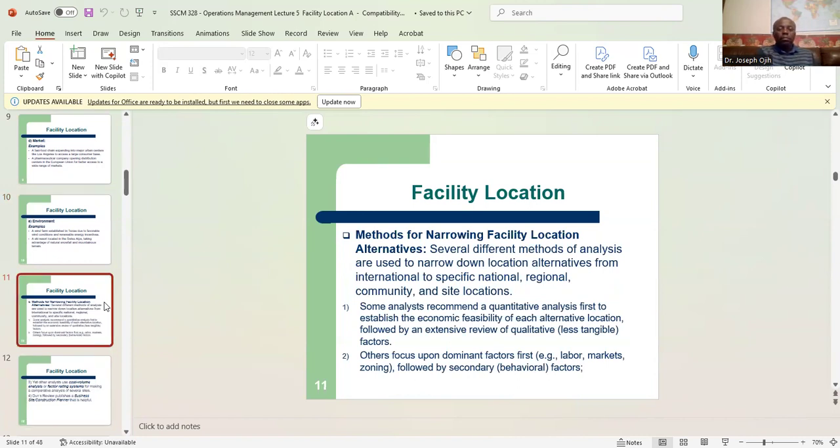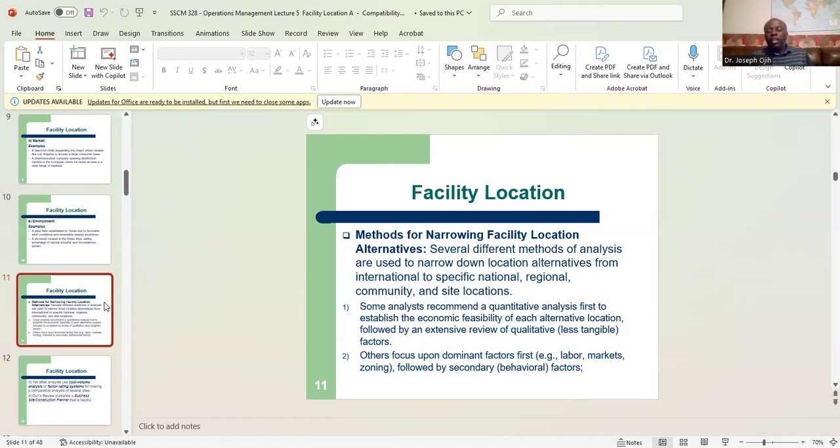So how do we know all these things? How do we narrow it down so that we can pick a good location for our business? There are many ways you can do it. Some analysts recommend quantitative analysis first, that is, get the numbers, vital statistics about the new place, then follow it up with a qualitative review. This one doesn't involve numbers. We involve what you see happening there.